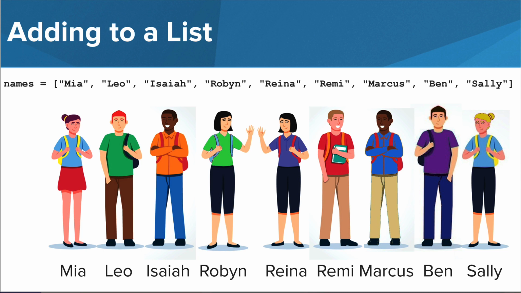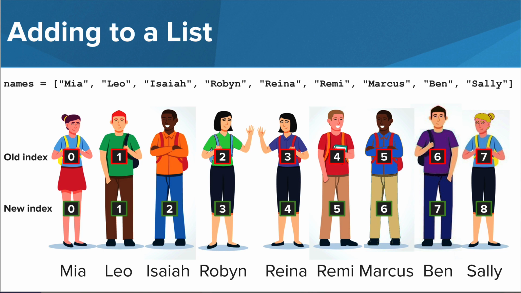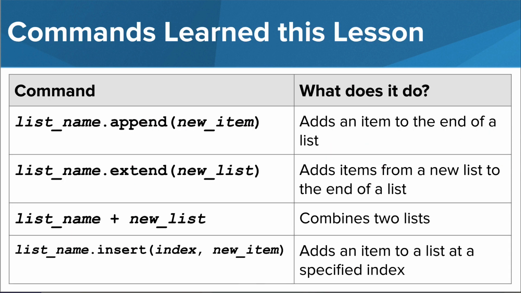One thing to take a closer look at is how this method affects the index values in the rest of the list. Before we added Isaiah, these were the index values of each item in our list. After he was added, we can see that every item after him increases by 1 to make space in the list for him. This is important to keep in mind as you use the insert method. In this lesson, we learned how to use many different methods to add new items to a list. Now it's your turn to give them a try.